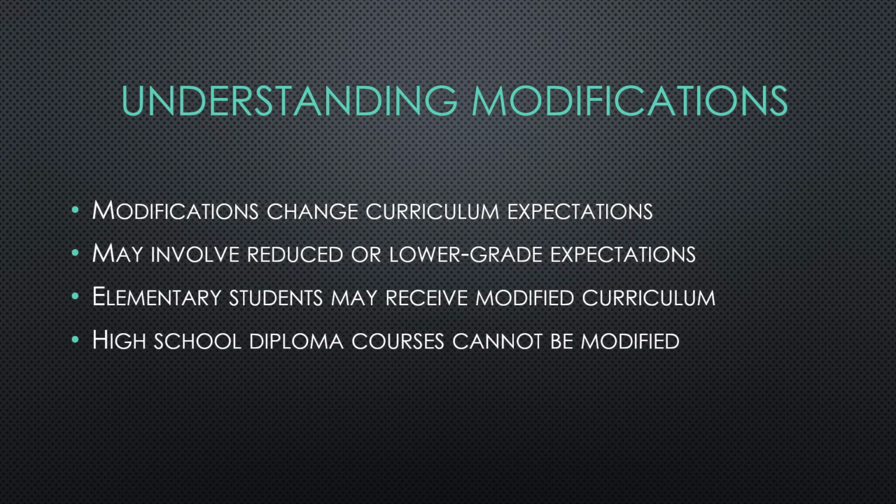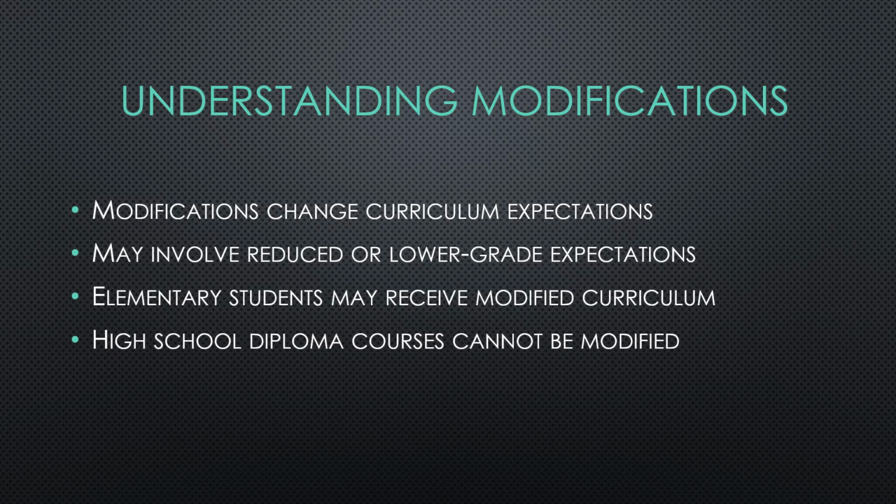Modifications are different from accommodations because they change the curriculum expectations themselves. A student may work on expectations from a lower grade level or complete alternative outcomes that are adjusted to their learning needs. For example, a grade 5 student may be working on grade 3 math expectations if their foundational skills need strengthening. The learning goals are adjusted to better match the student's current abilities and developmental level.